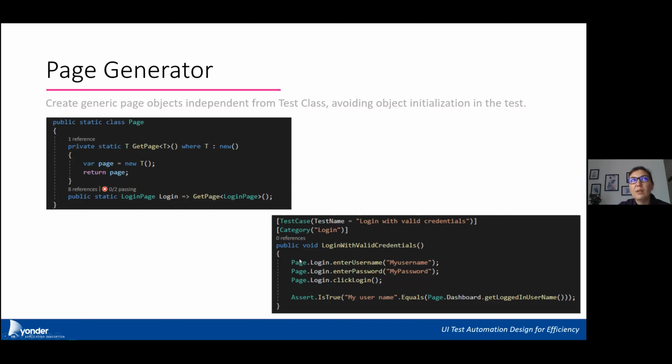And what we can do with the page generator is that in our test, we don't have to create a new object of the class type. We are just going to access it with page.login.method that we need to have. In this way, we have clearer tests, and it's much easier to follow complex tests that involve navigation through multiple pages. We can see easily on what page we are, without adding extra code for defining the object.